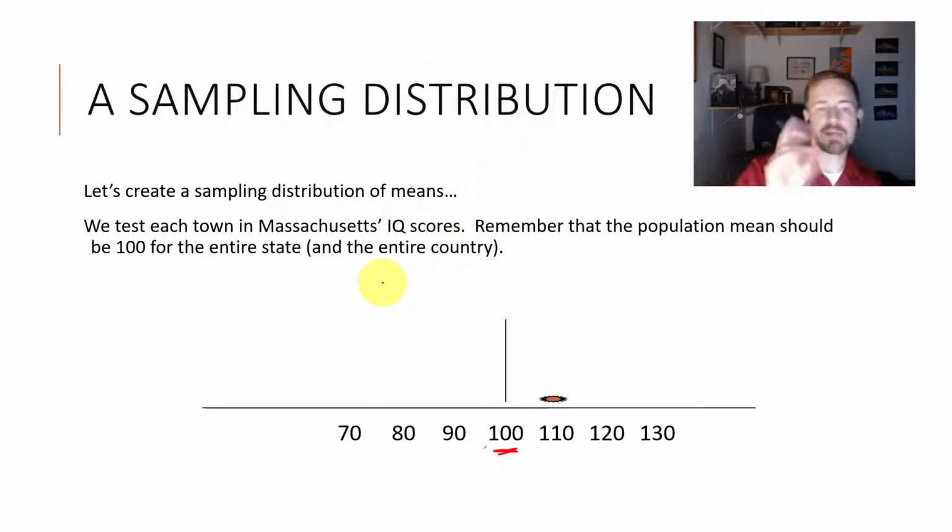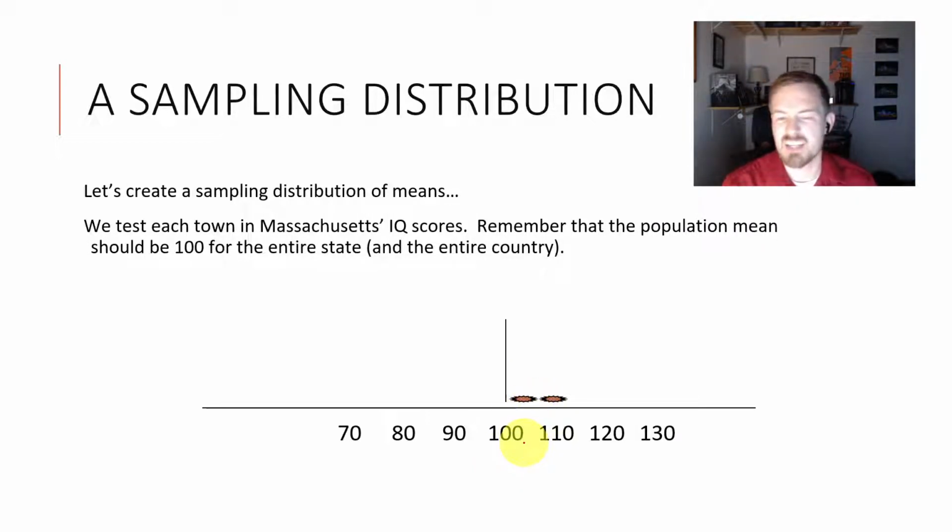So I'm going to go through each individual town, and I'm going to sample 100 people and then see where their IQs are. So let's say that I go to Westfield and I pick 100 people and I find that the mean there is going to be 110. So the mean IQ in Westfield is 110. And then I try, let's say, South Hadley, and it's 105.